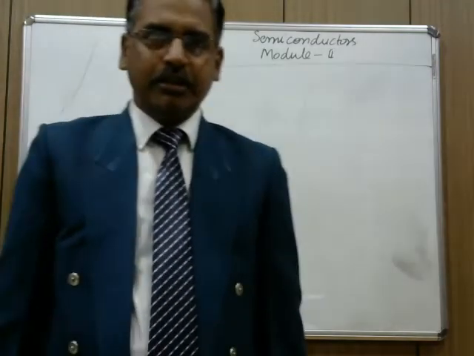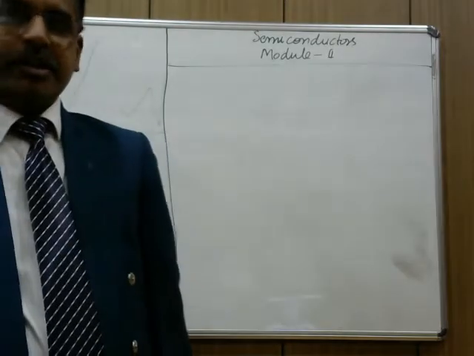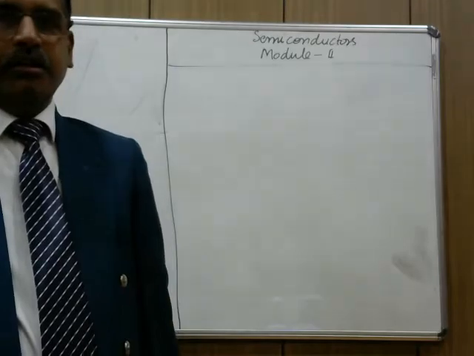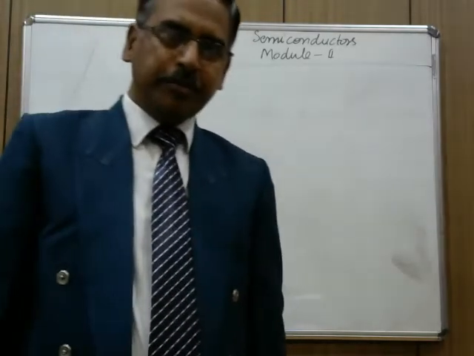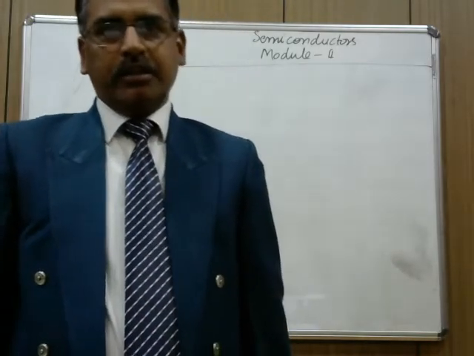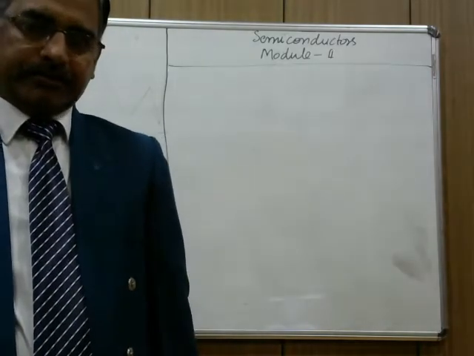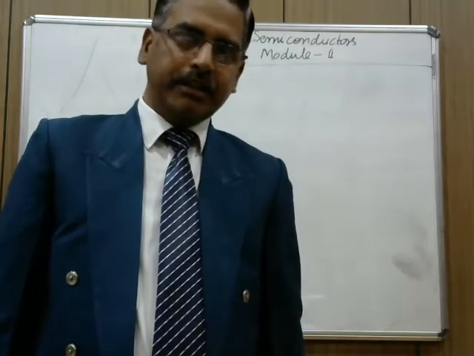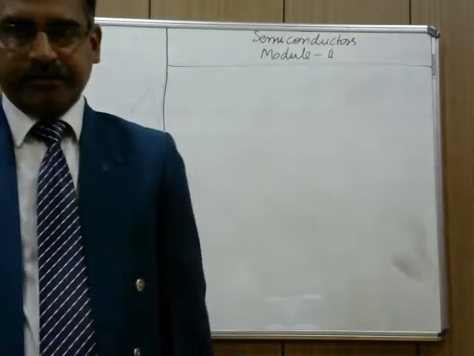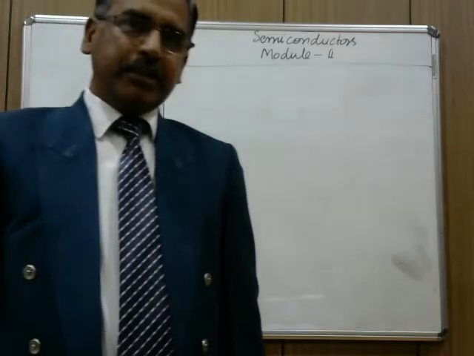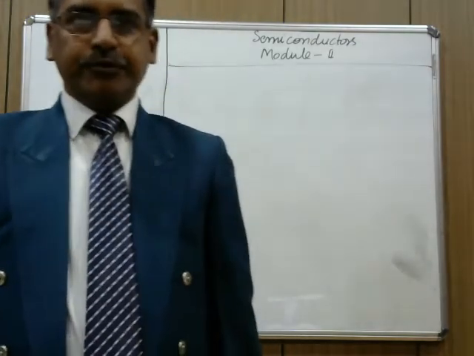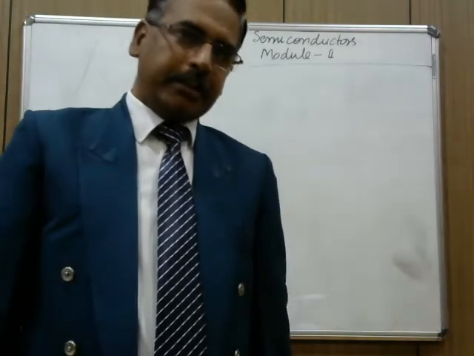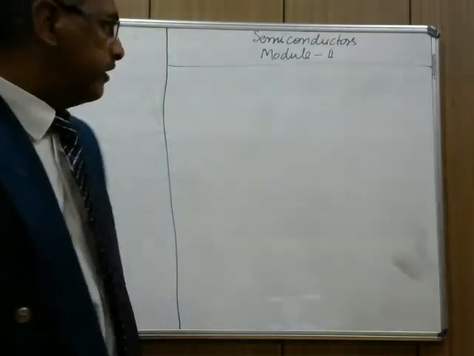Hello students. In the previous module, we discussed the differences among insulators, semiconductors and conductors. Now in this module, we will discuss types of semiconductors. There are two types of semiconductors, intrinsic semiconductors and extrinsic semiconductors. This classification is based on the source and nature of charge carriers in the semiconductors. So first I will discuss intrinsic semiconductor.